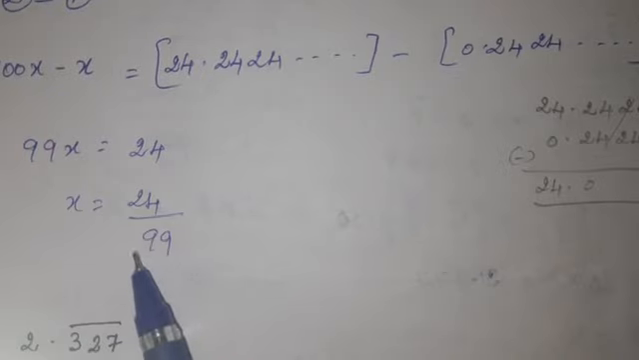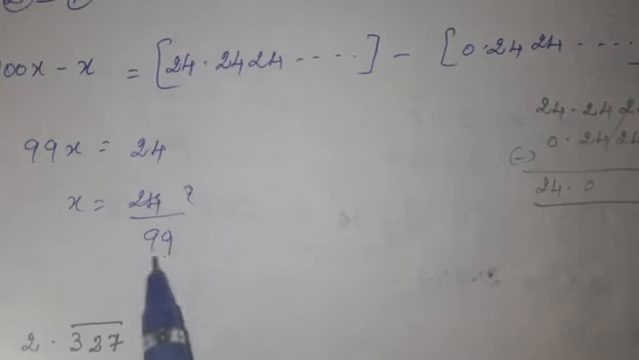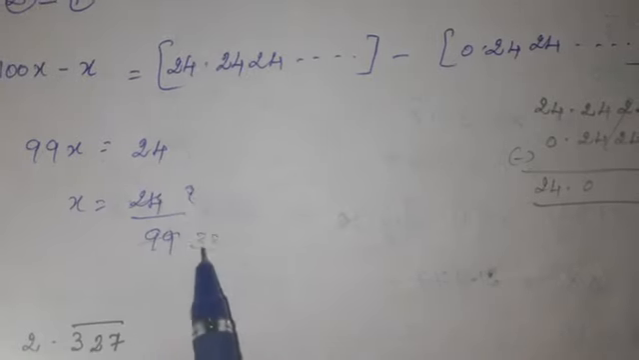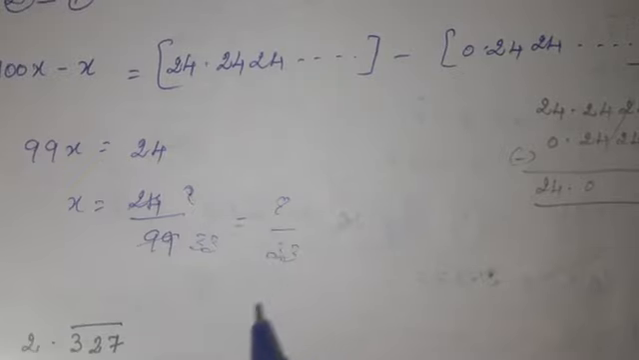Here we are able to cancel this. In which table is it able to cancel? In the 3 table. When you cancel this, you will get 8. This one is 33. So therefore, our answer is 8 by 33.